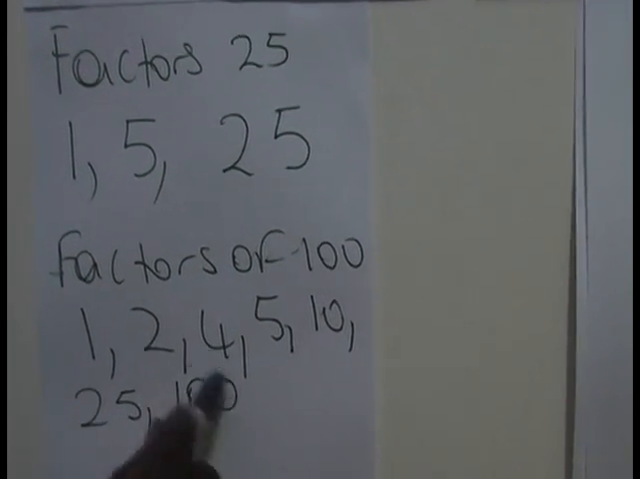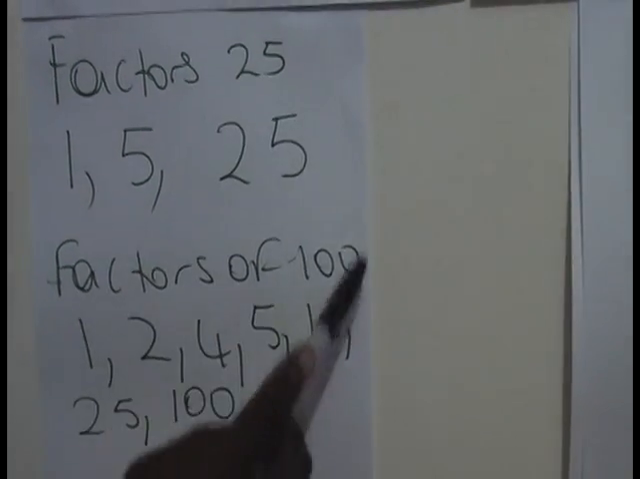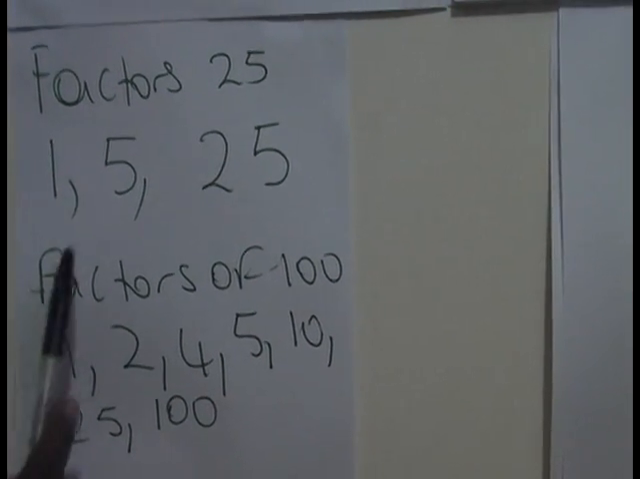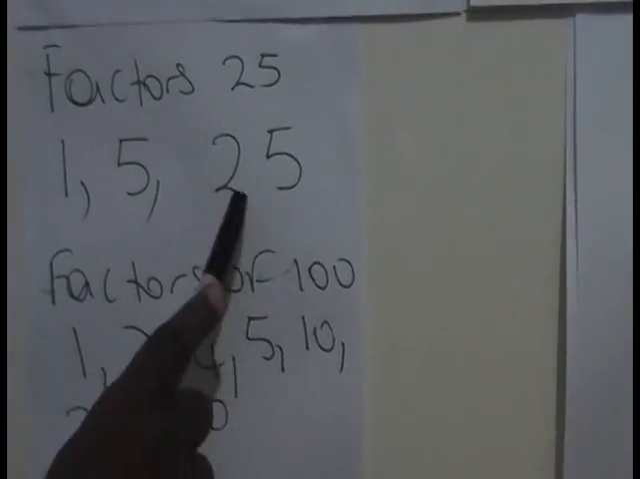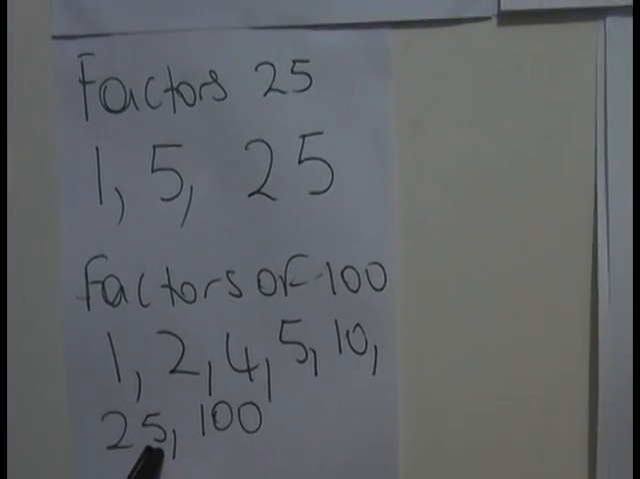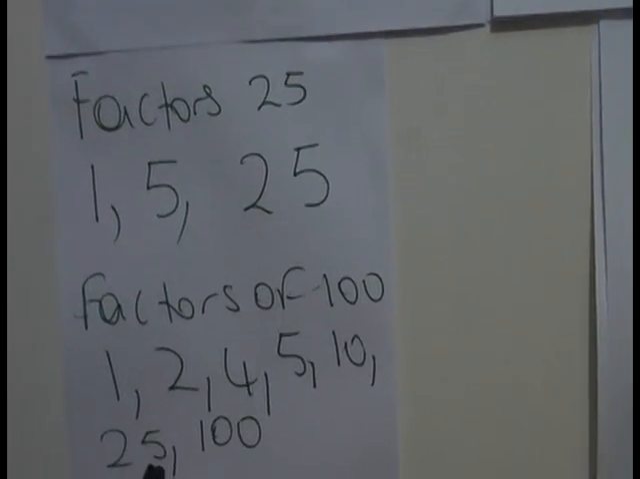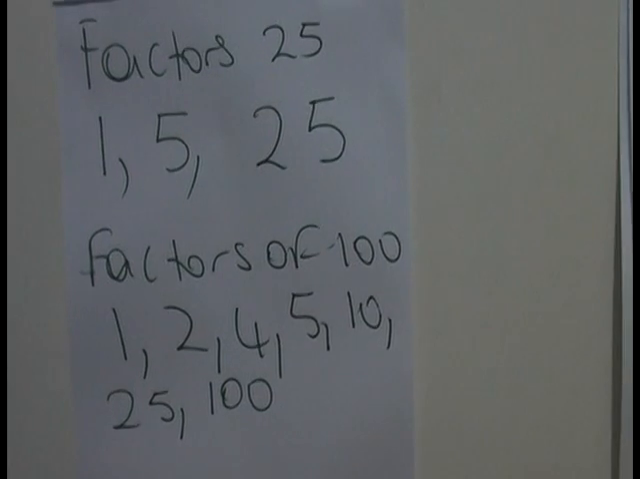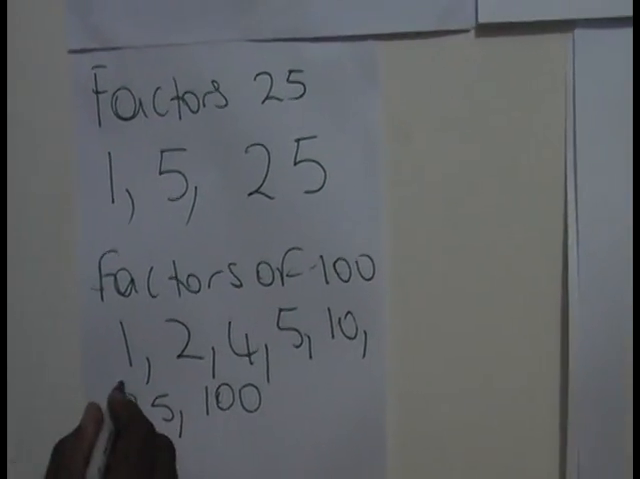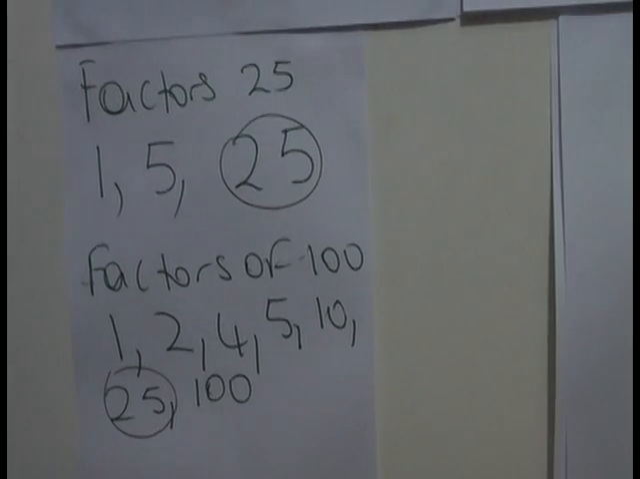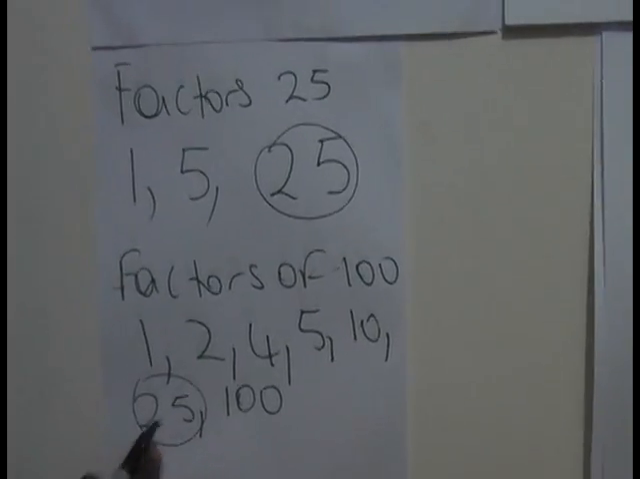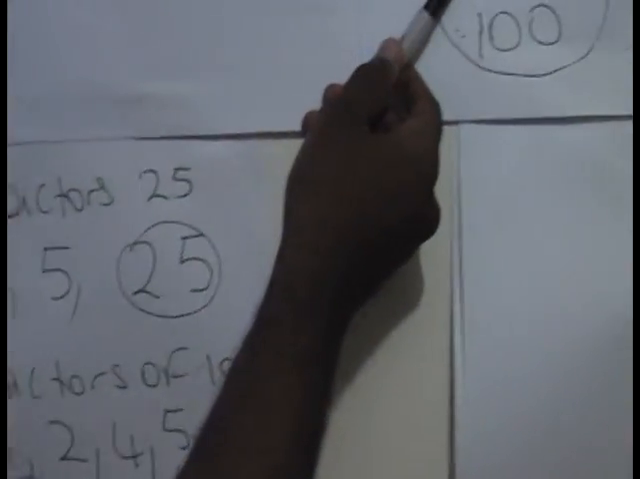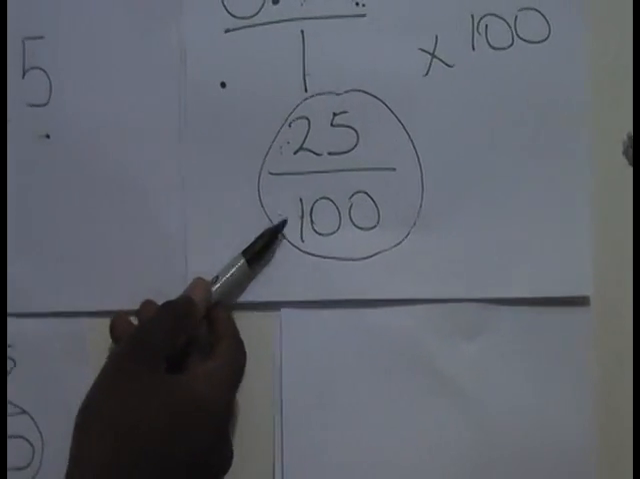Now, what is then the common factor of 25 and 100? We have 5, which is common to both numbers, and 25 also is common to both numbers. But which number is the highest common factor? So the highest common factor would have been what? 25. Is that clear? Now we're going to use this 25, which is the highest common factor, and divide both the numerator and the denominator in order to reduce the fraction.